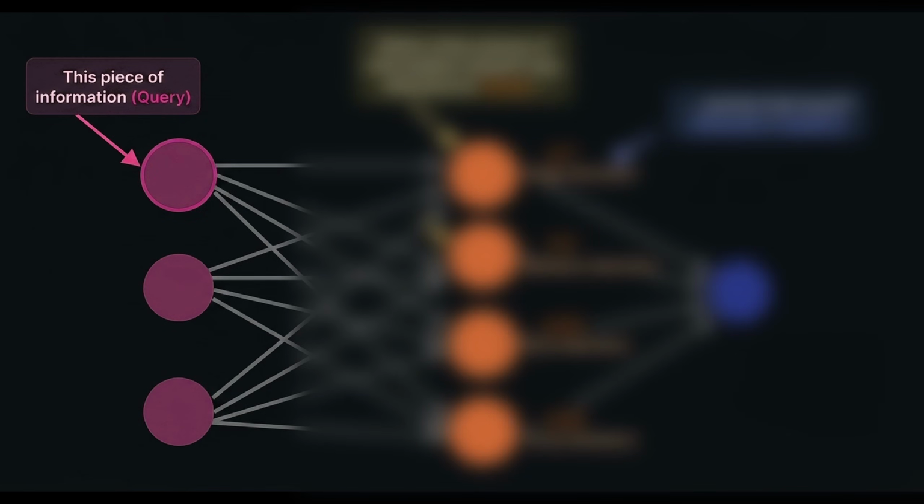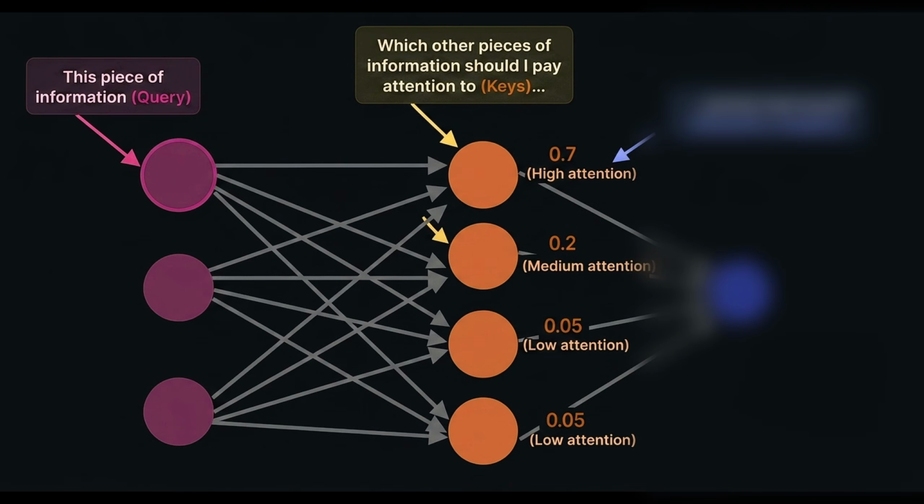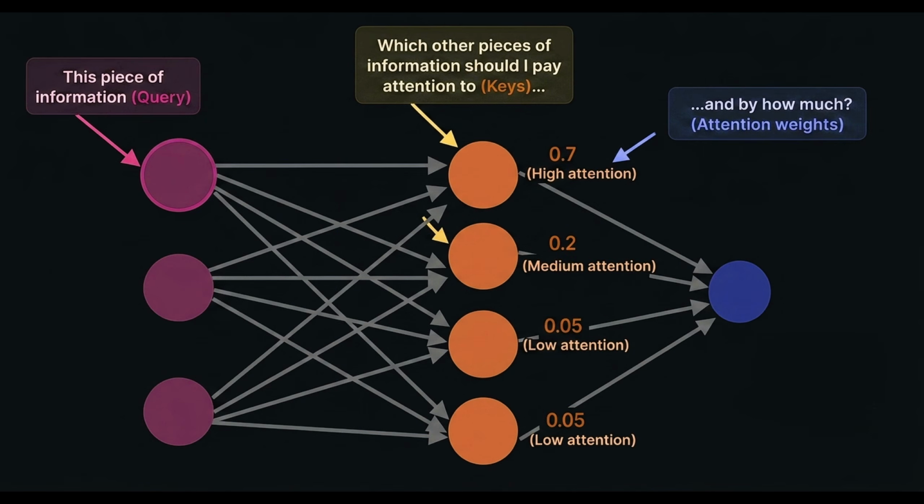Think of it as a mechanism that lets the model answer a question. Let's say, for this piece of information, which other pieces of information should I pay attention to, and by how much? In a diffusion model, this happens inside the neural network, often many times during every denoising step.